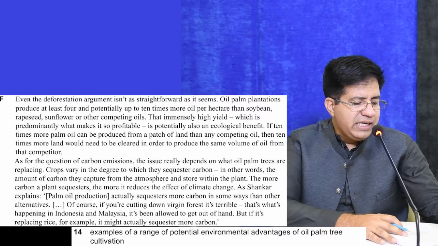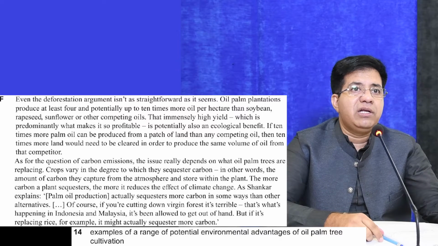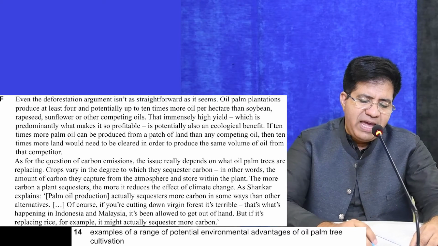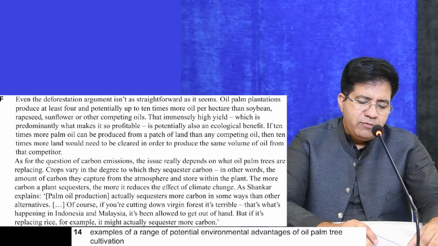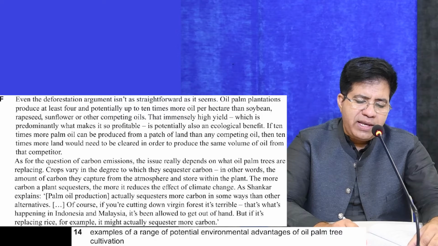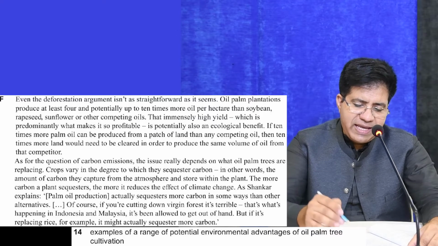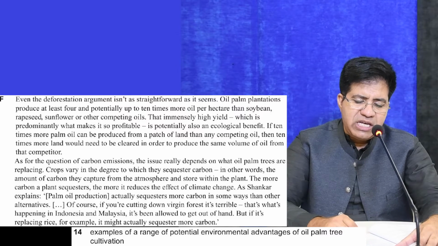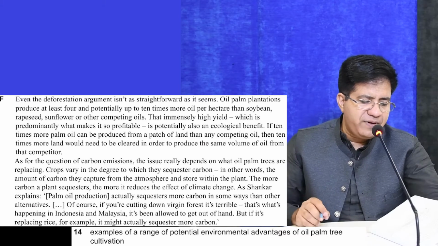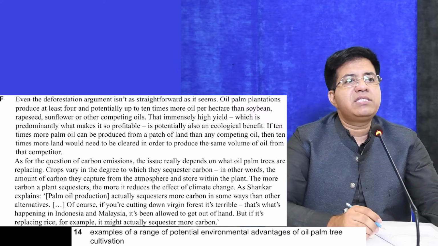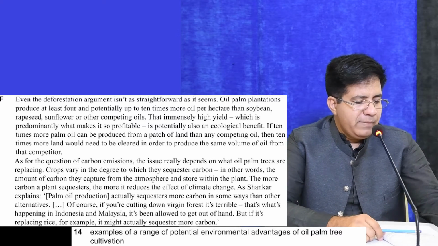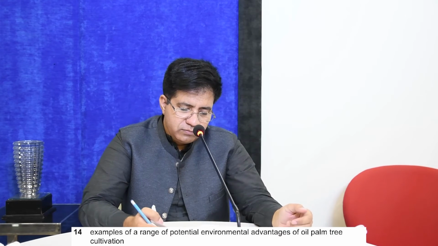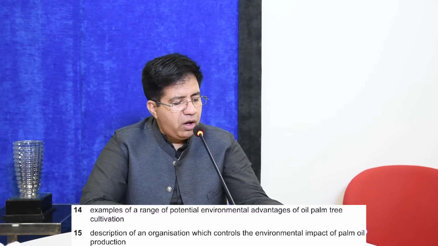So the question is examples of a range of potential. For range, they have given 2 examples. Come back to paragraph F. One example is potentially also an ecological benefit, and the second example is the more carbon a plant sequesters, the more it reduces the effect of climate change. So these are 2 benefits. For question number 14, the correct answer is F. Now one paragraph may contain 2 options as well. Let's go on. Question number 15.